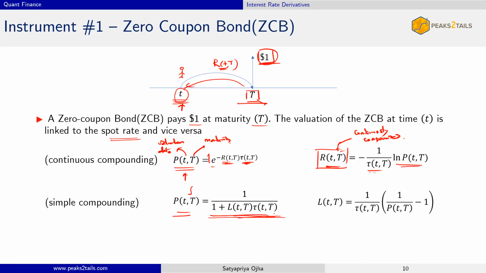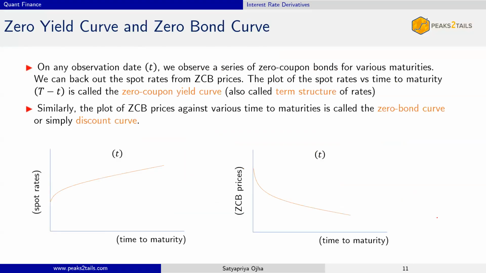L times year fraction. Okay, and you can back out the simply compounded spot rate. Just manipulation, right? Take this to this side, 1 by pt minus 1 divided by year fraction. So this formula is to calculate the simply compounded spot rate from the zero coupon bond prices. Okay, I hope this is clear. Let me know if you have any questions. I'll speed up a little bit.